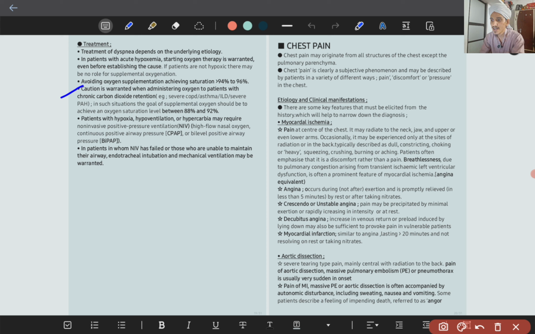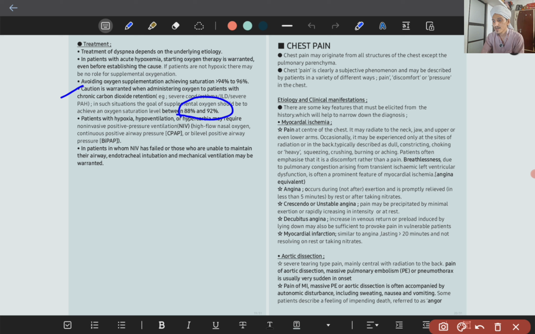Caution is warranted when administering oxygen to patients with chronic carbon dioxide retention. Example, severe COPD, asthma, interstitial lung disease, severe pulmonary arterial hypertension. In such situations, the goal of supplemental oxygen should be to achieve an oxygen saturation level between 88 to 92%. You should adjust the machine to have a saturation between 88 to 92%.